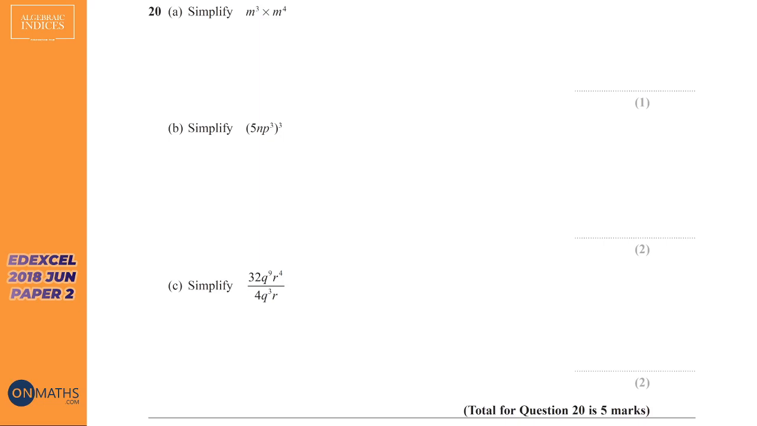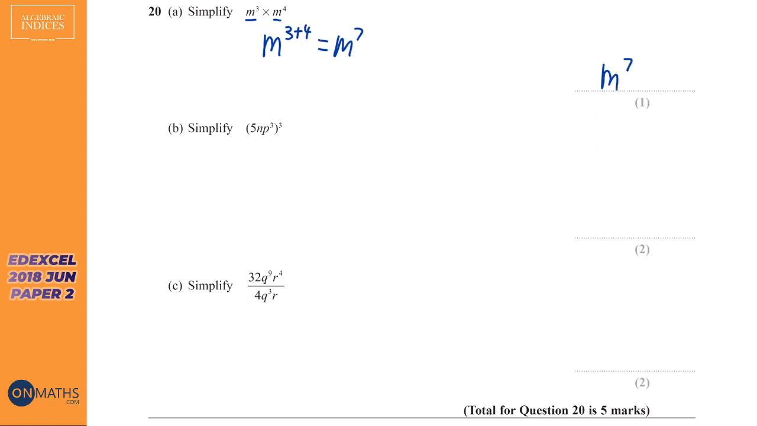Finally, we've got our Edexcel question, and you can see here that we've got the same sort of question first of all. M to the power of 3 times M to the power of 4. When you times ones with the same base, so it has to have the same letter here and here, you add them, so it's going to be 3 plus 4, which is M to the power of 7.